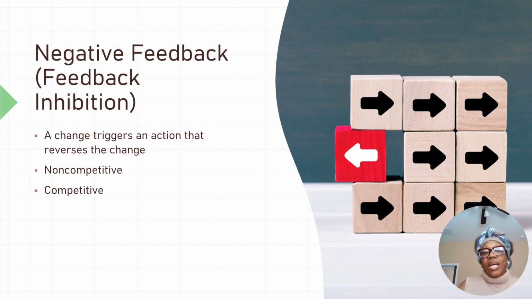So, not all enzymes work in the same way. There's various enzymatic activity. One is called negative feedback or feedback inhibition. Negative feedback or feedback inhibition is a change that triggers an action that reverses the change. So, in other words, something happens, and whatever that something is, it can trigger another action to cause that first thing to not continue.